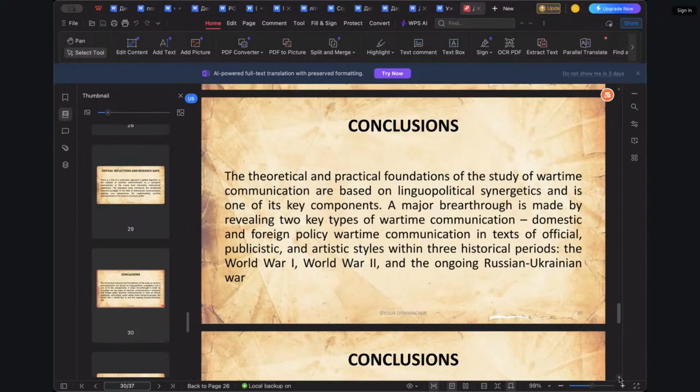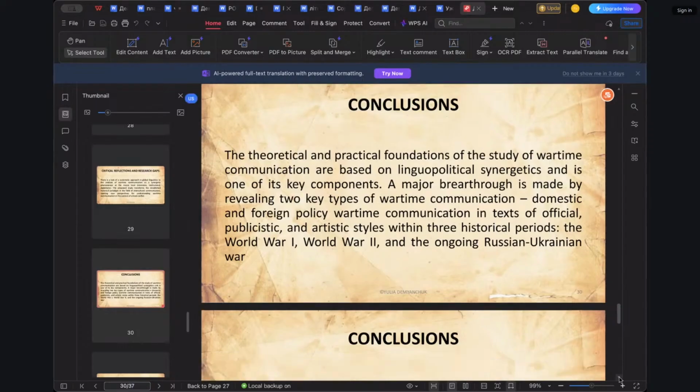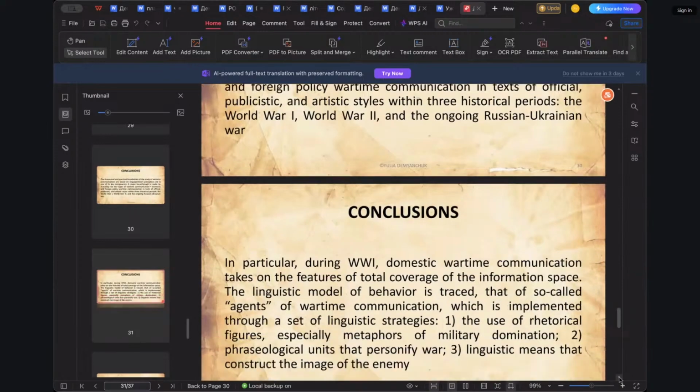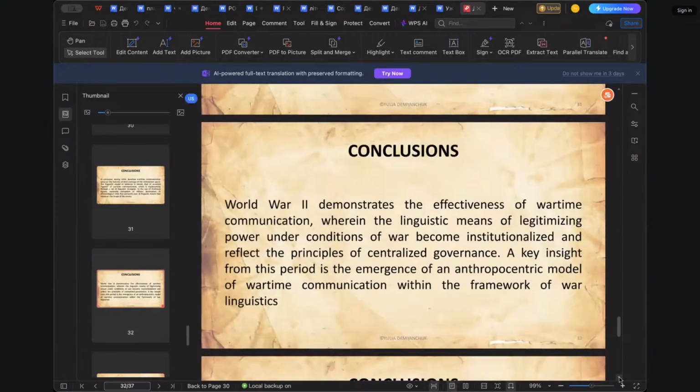And the major breakthrough is made by revealing two key types of wartime communication, domestic and foreign policy wartime communication, in texts of different discourses, official discourse, publicistic discourse, and artistic discourse, within three historical periods.